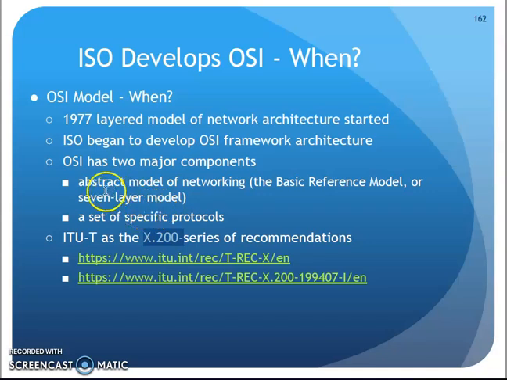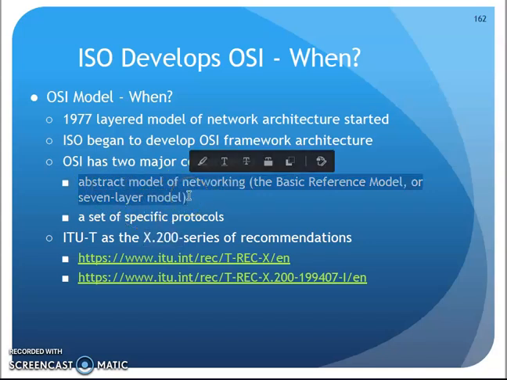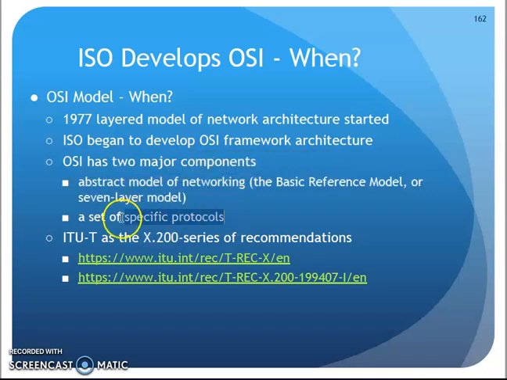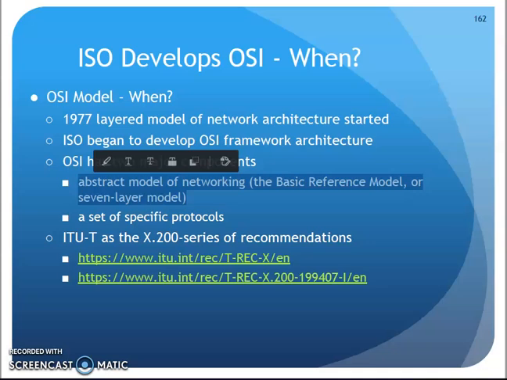Well, they built the model, and we still use it and still refer to it. They built a set of protocols that we don't use. We use TCP/IP, which is kind of the default standard around the globe, but we still use and discuss the OSI model. It's still there, and we still discuss it.